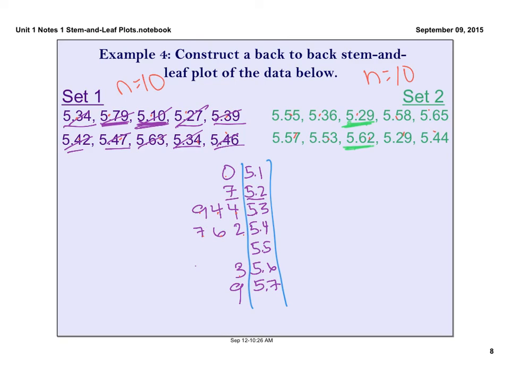Okay, let's do the green one. Over on the green side, again, I'm starting at 5.1 and I'm going up to 5.7. So 5.1, I see no leaves. So I can skip that one over. And again, resist the urge to put any data because you don't have any data there. Then the next one, 5.2, I see a 5.29 and I see another 5.29 and that's it for those. So I have 2 9s there.